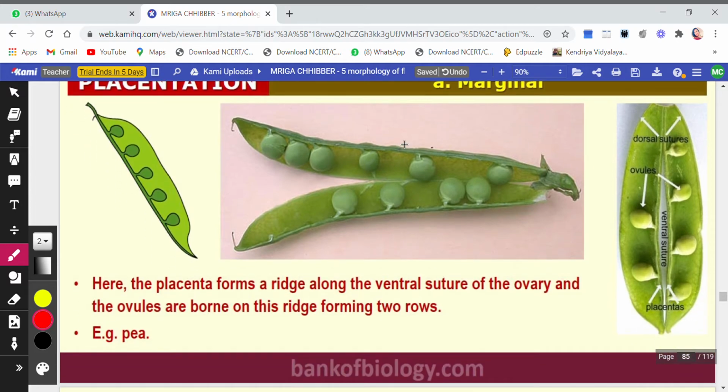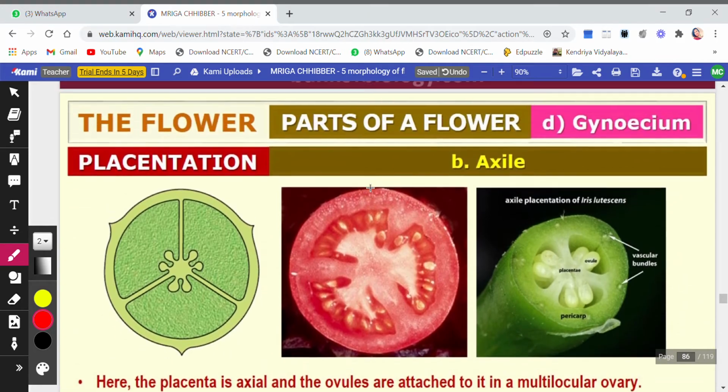First is marginal placentation. Now you have seen the pea, the matar ka dana. Here the placenta forms a ridge, and the ovules are attached along the ventral suture of the ovary, borne on this ridge. They form two rows. The example is pea. This is marginal placentation.